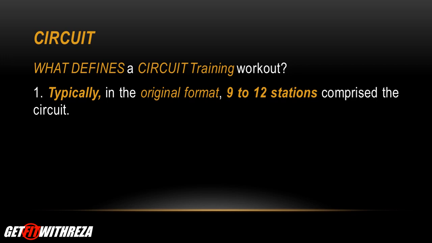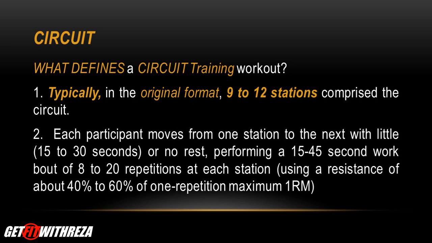I remember this clearly when we first set up circuit stations in California Fitness, in Bugis Junction, in Raffles Place. We were able to use the live fitness equipment that had the elastic resistance bands within the machine. That was quite interesting, and yes, we did put about 9 to 12 stations over there. Each participant moves from one station to the next with little or no rest. The original system had only about 15 to 30 seconds rest in between, and then they performed a 15 to 45 second work bout of about 8 to 20 repetitions at each station.